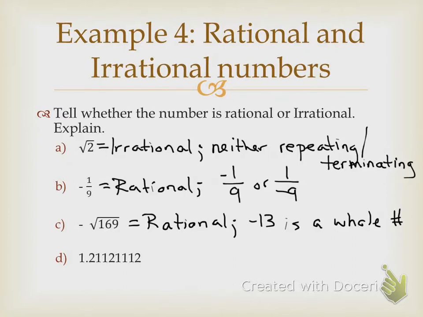What about 1.211212112? Rational or irrational? Irrational. It is irrational. Why? Because it's going on forever, and because there is no pattern, it is not a repeating decimal. So I would say it is irrational. Same thing as the first explanation. It's not repeating or terminating.